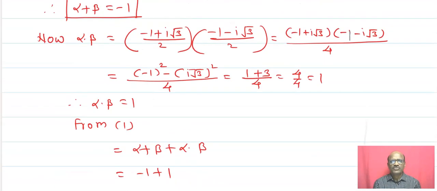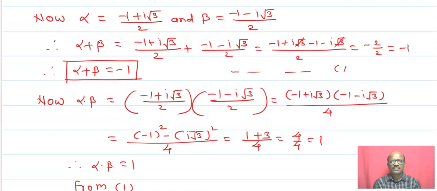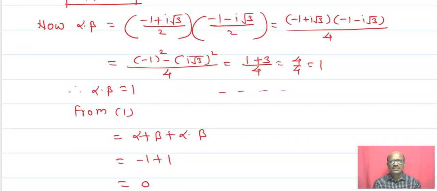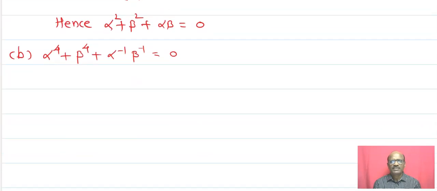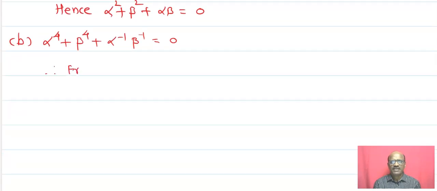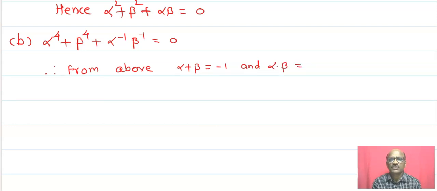Now next is alpha raised to 4. These values were required in the next examples, therefore I had written A and B. Alpha raised to 4 plus beta raised to 4 plus alpha raised to minus 1 into beta raised to minus 1. Now from above, that is alpha plus beta is minus 1 and alpha into beta is equals to 1. Now see this, from A and B. From the above examples we have taken it.